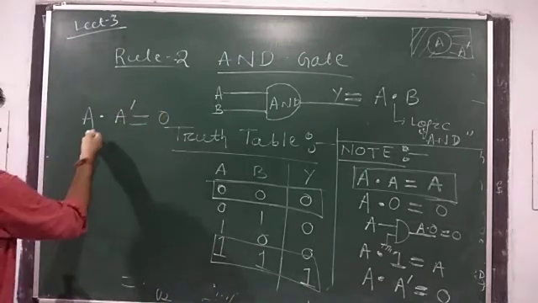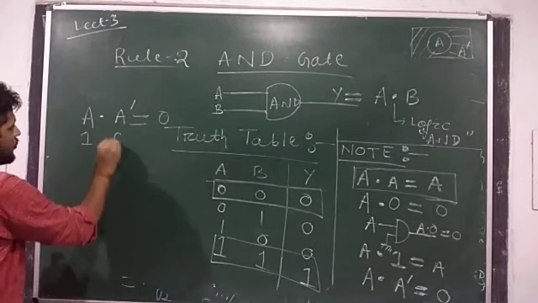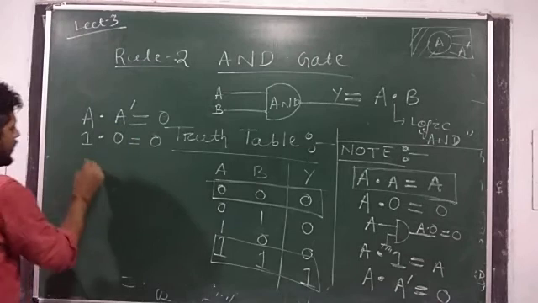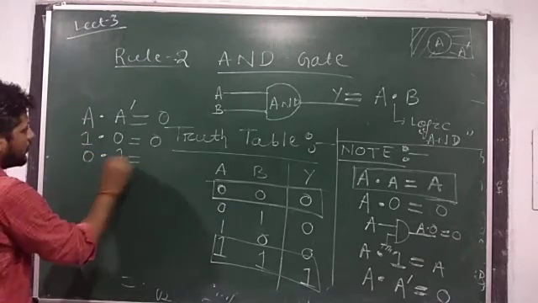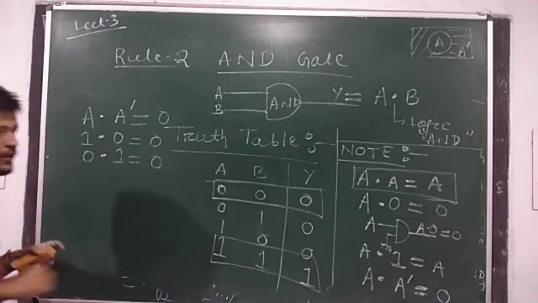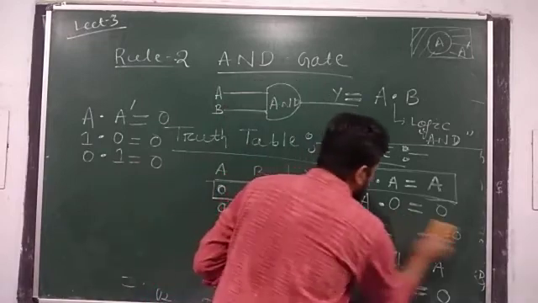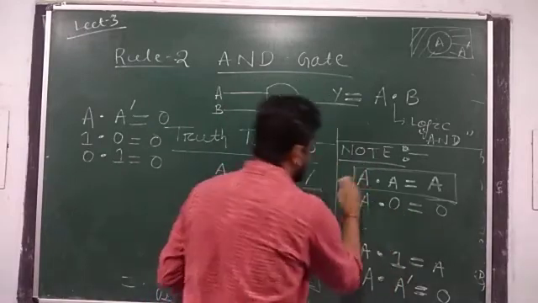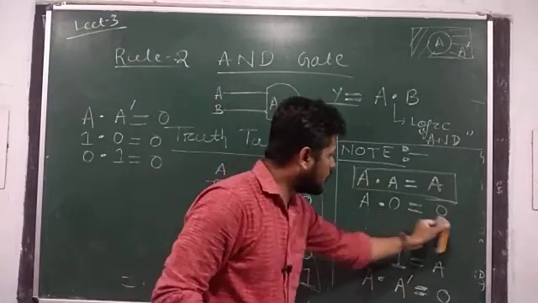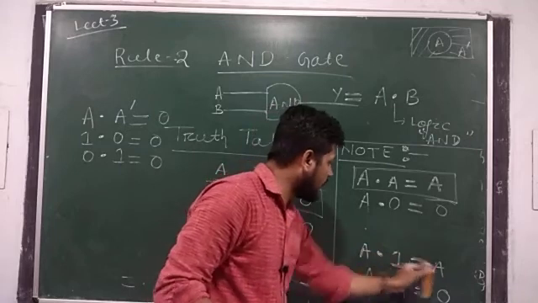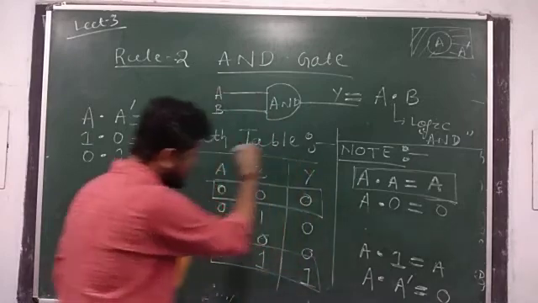Why? Because if I take A equal to 1, then obviously the complement of 1 is 0, so 1 dot 0 equal to 0. If I take A equal to 0, then the complement of 0 is 1, but after the AND operation, the output will be 0. So this is very important. These are the key points. Please note it down. A and A equal to A, A and 0 equal to 0, A and 1 equal to A, A and A complement equal to 0. This is the conclusion of this.